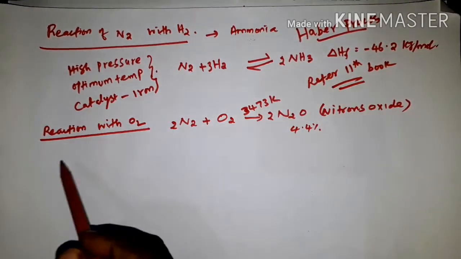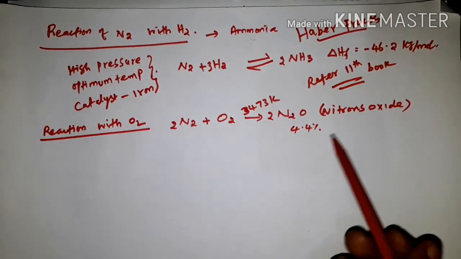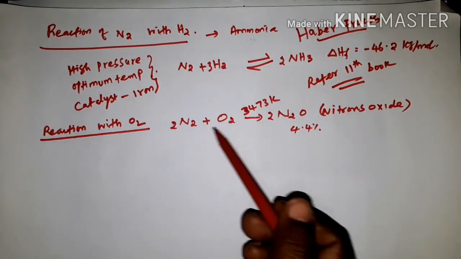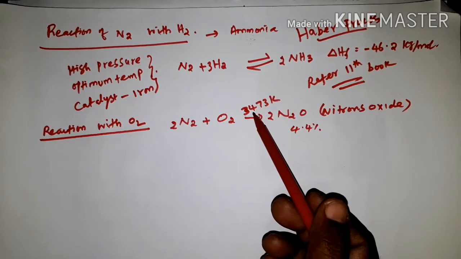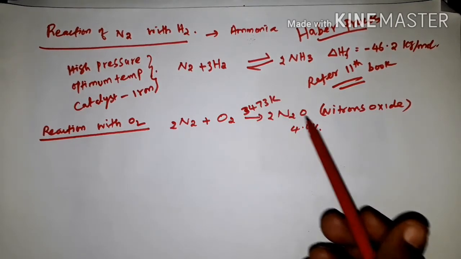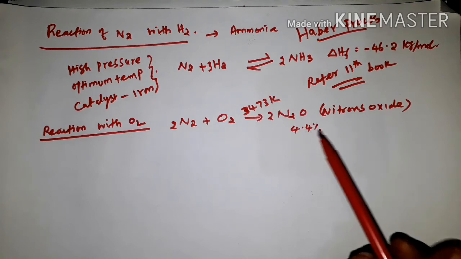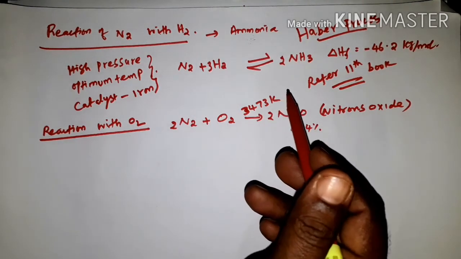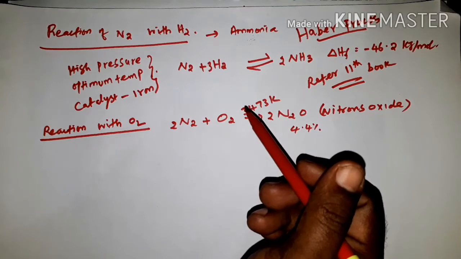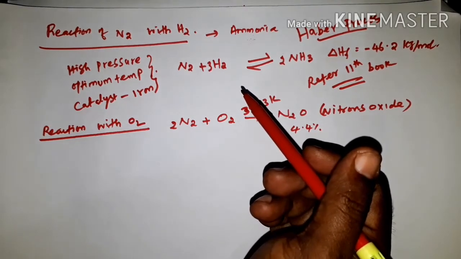Now the reaction with oxygen, it is forming nitrous oxide. Nitrogen plus oxygen, and 3473 Kelvin is the temperature. So we are getting 4.4% of nitrous oxide. So that's all about the reactions of nitrogen. Next we will see about the uses of nitrogen.